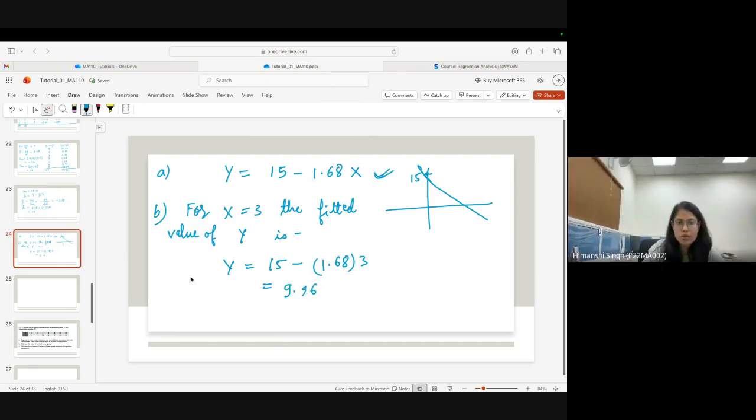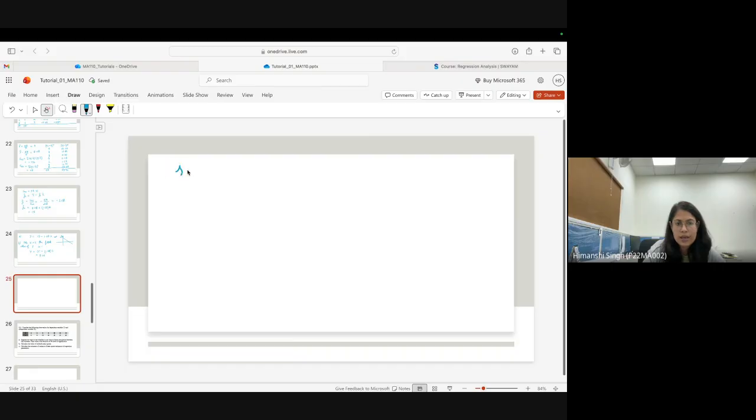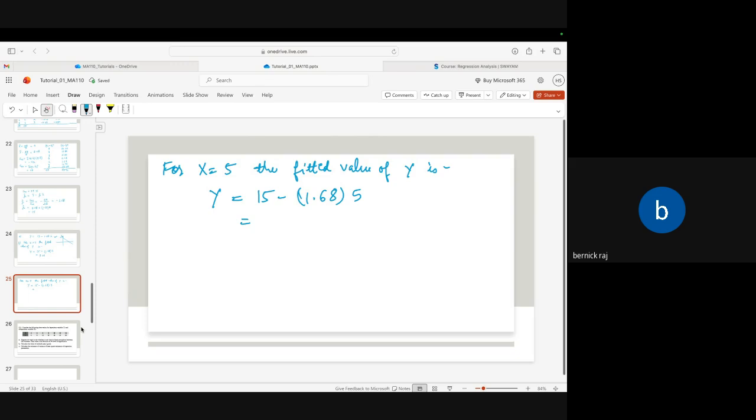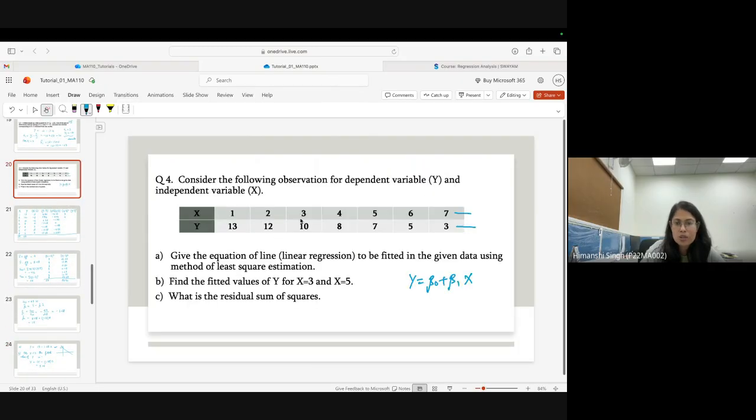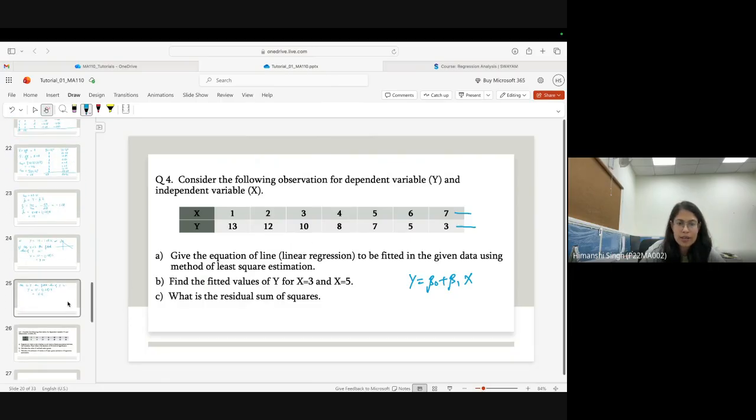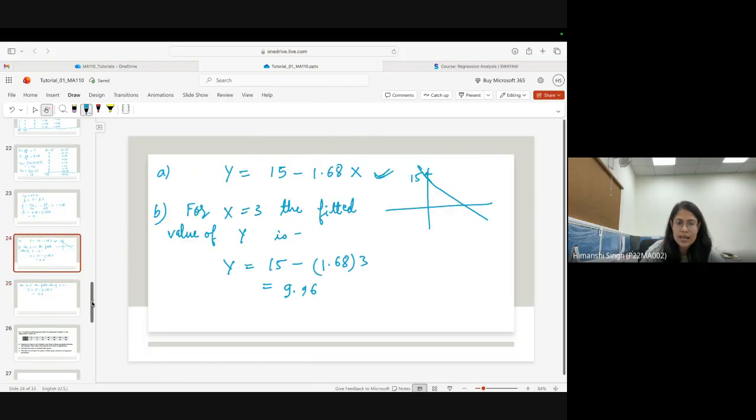Similarly for x equal to 5, the fitted value of y is 15 minus 1.68 multiplied by 5. What will this value be? 6.6. So 9.96 is the fitted value of y when x is 3, and 10 was the observed value. So there is a little error, or I can say the residual is the difference.